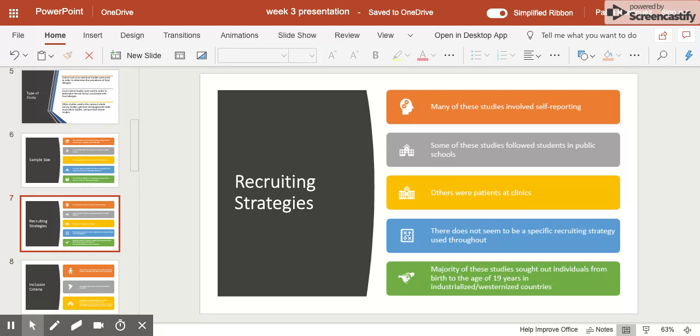Most of the recruiting strategies used were allowing people to self report via surveys, while some of the other strategies were to use students in public schools as the data would be easier to obtain. Others were patients at clinics. There doesn't seem to be any specific recruiting strategy that this review sought in the studies that were used, but it is important to note that the majority of these studies looked for individuals that were between birth and the age of 19 years, specifically in industrialized and westernized countries.